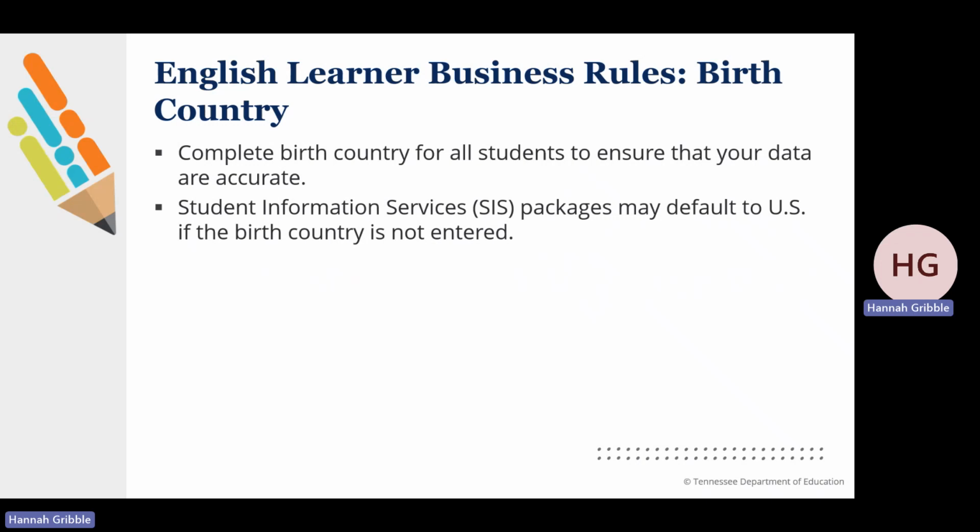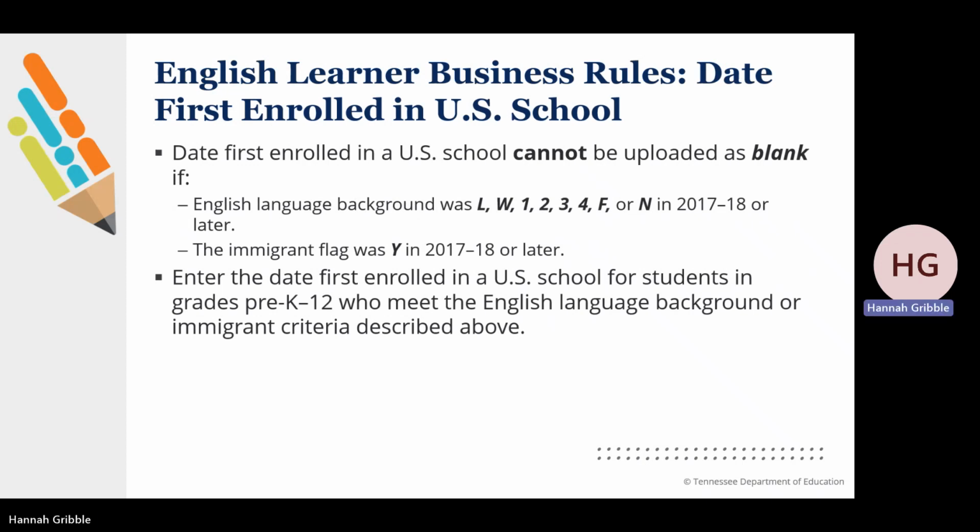Complete birth country for all students to ensure that your data are accurate. Student Information Services packages may default to US if the birth country is not entered. Date first enrolled in a US school cannot be uploaded as blank if English language background was LW 1, 2, 3, 4, F, or N in 2017-18 or later. The immigrant flag was Y in 2017-18 or later. Enter the date first enrolled in a U.S. school for students in grades pre-K through 12 who met the English language background or immigrant criteria described above.